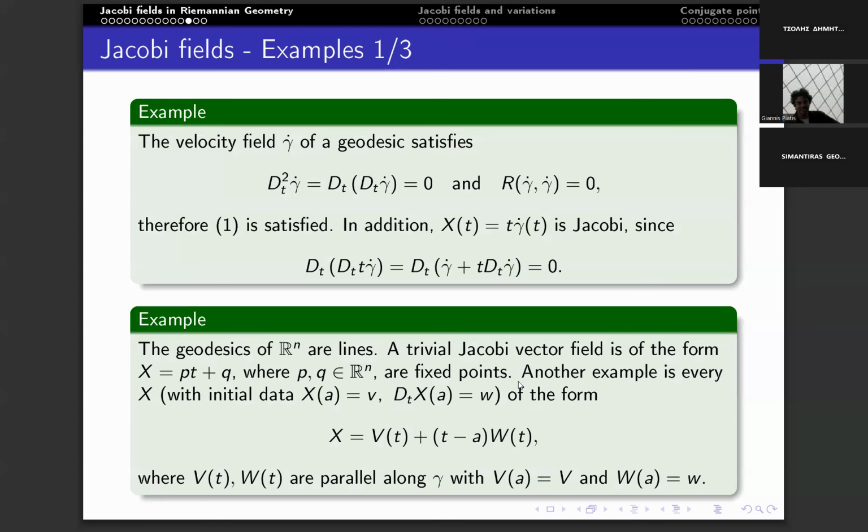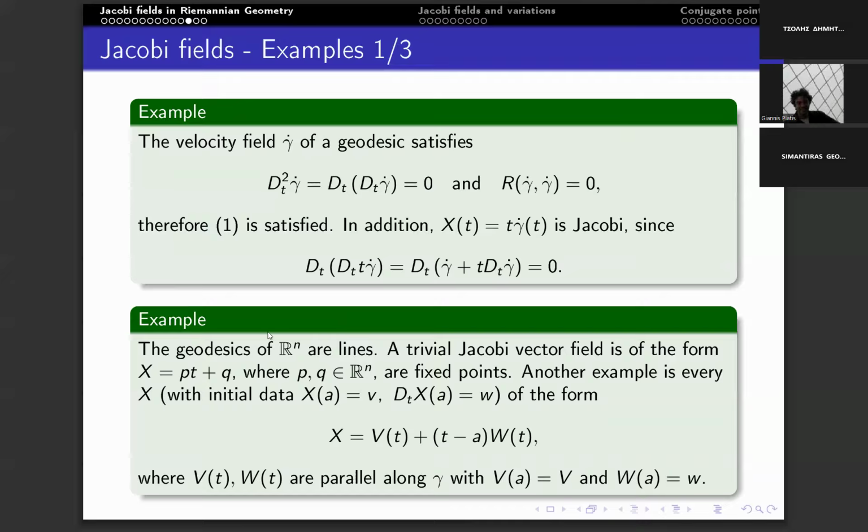We have many examples of Jacobi vector fields. The velocity field of a geodesic is a Jacobi vector field because it satisfies the Jacobi equation. Because we have a geodesic, the covariant derivative of the velocity is zero, and also using the antisymmetry of the Riemann curvature tensor, this term in the Jacobi equation is zero, so the Jacobi equation is satisfied. Also, every multiplication of the velocity field by t is also Jacobi by using the condition of the geodesic.